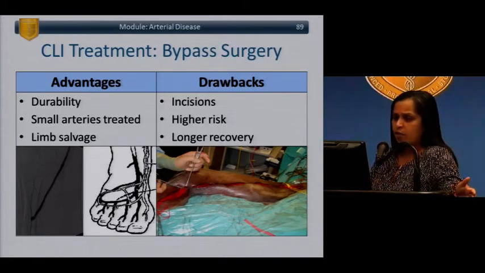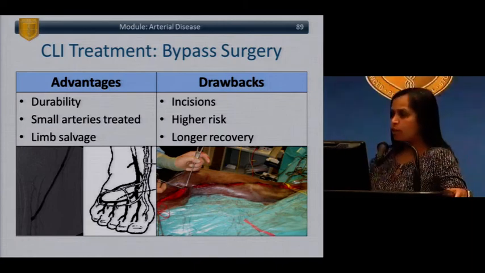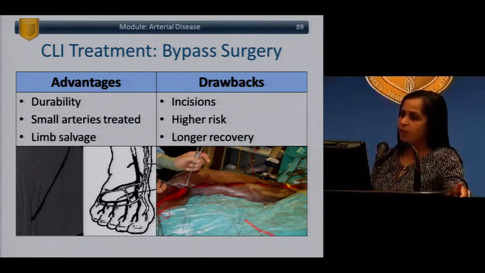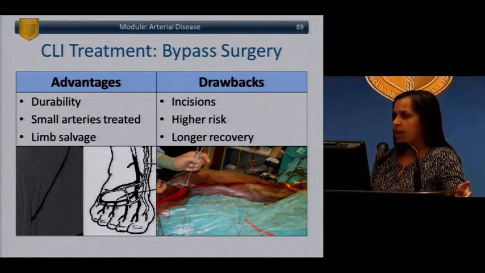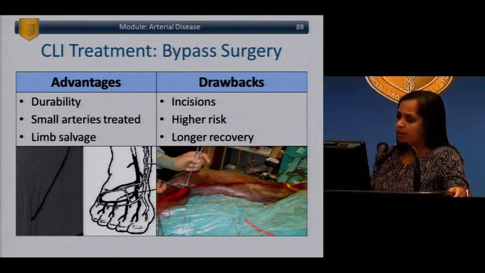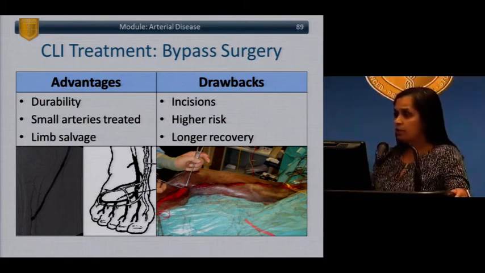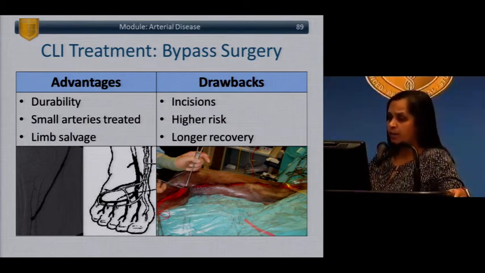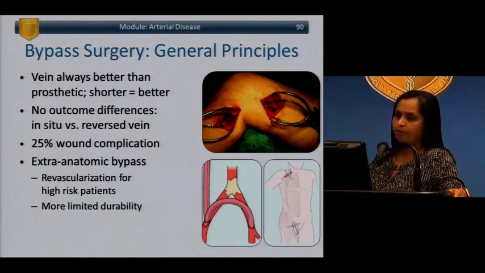So what are the surgical options for treatment? The primary surgical option is some sort of bypass. It's a durable procedure in general. You can treat multiple levels of disease. You can treat small arteries. The drawbacks are that it's a higher risk procedure than an endovascular procedure, and the wound complication rate is significant in these patients, and the incisions that are necessary do impact the recovery.